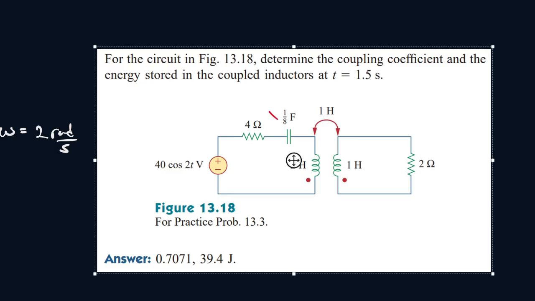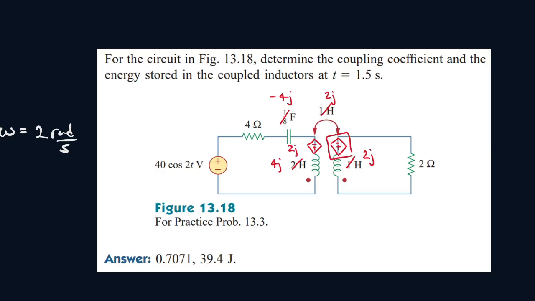The impedance for this will be minus 4J. This will be 4J. This will be 2J. This will also be 2J. And then we'll have a dependent voltage source with the positive facing the direction of the red dot. Same goes for here. The value of this one here will be 2J times the current entering this one.